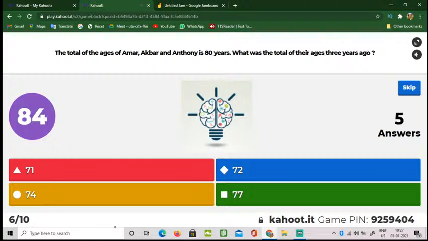Let me give you a hint for you all. Here they are asking us to find the ages 3 years ago. It's three, and it's asking for the three persons. So three into three. Okay, I've got 12 answers, 13 answers.